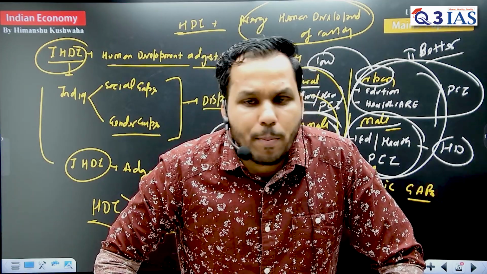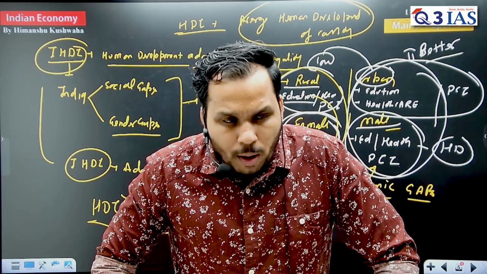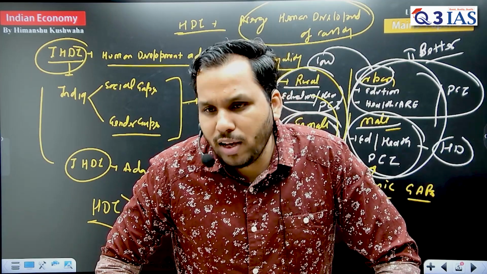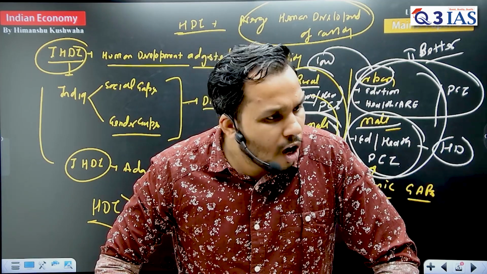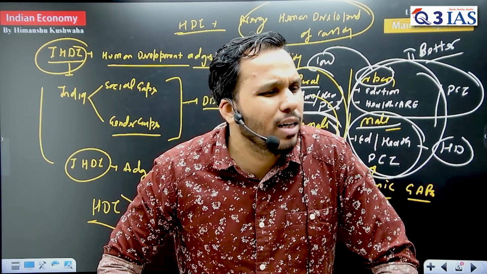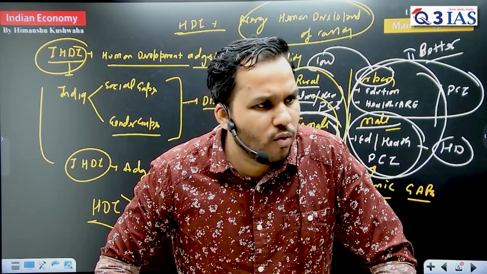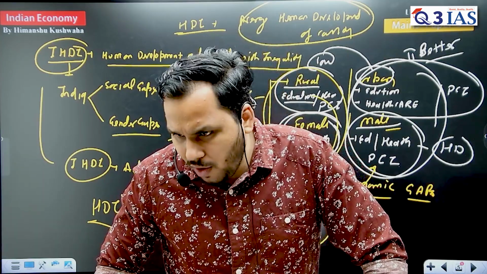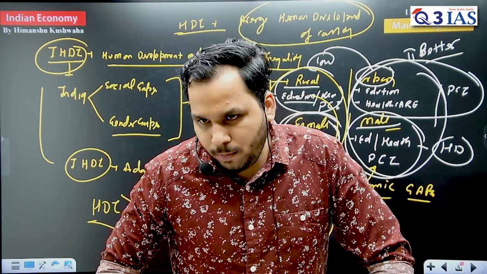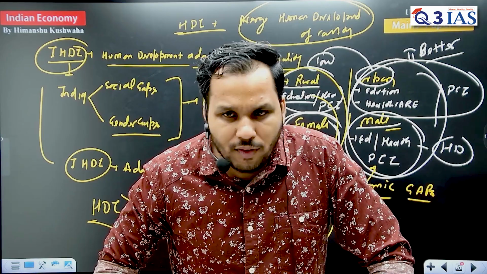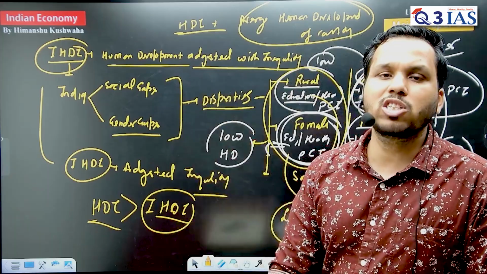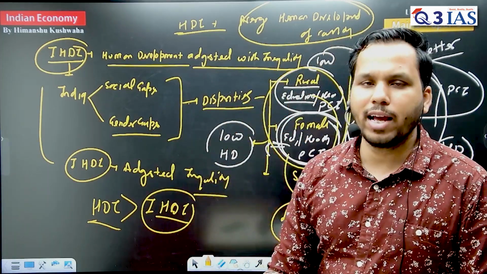Kerala has better human development, better education, better living standard, better life expectancy. But the population of Bihar, while they have education, do not have that level of education that Kerala's population has. So this kind of disparity is addressed in IHDI. We have to write about all these things. IHDI is human development adjusted with inequalities, or we can say disparities.